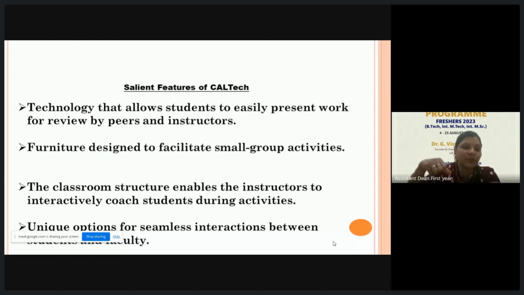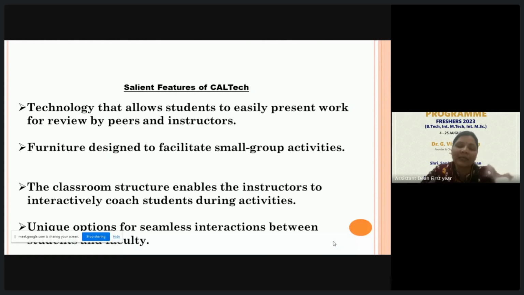There is a seating arrangement in which the facilitator, the instructor, is easily able to walk through each of the tables and can ask if there is any difficulty. As the students are sitting with their group, their peers, it is easy to understand a particular topic for any discussion, for any understanding.